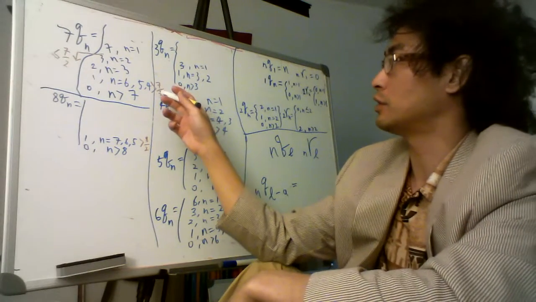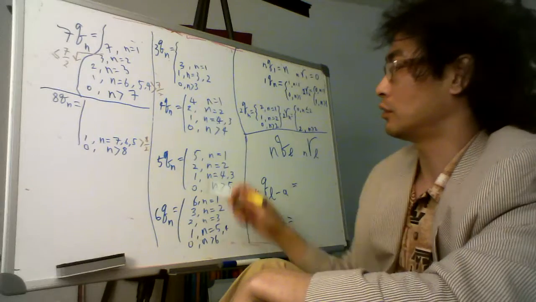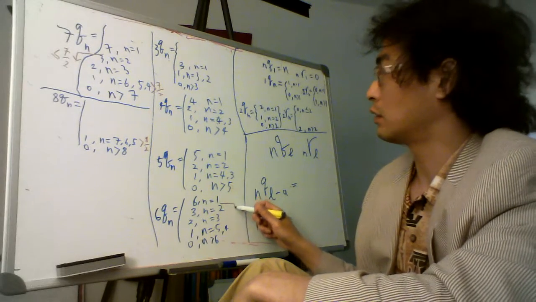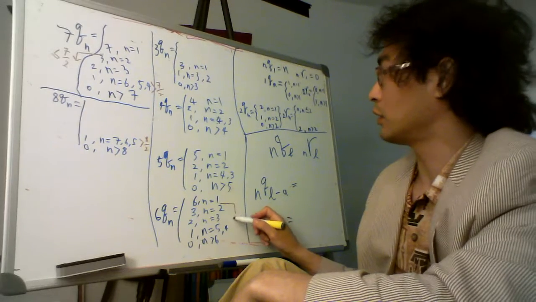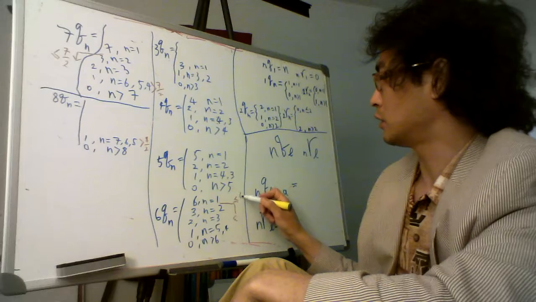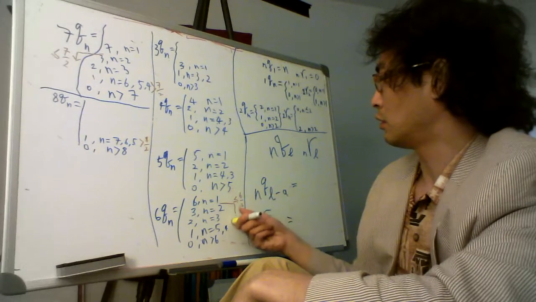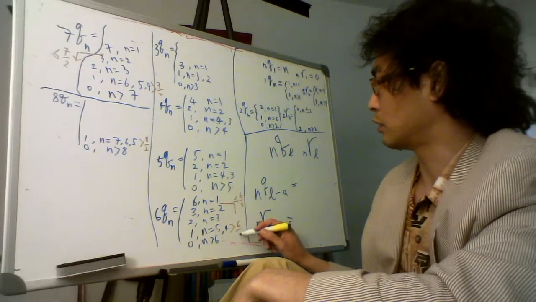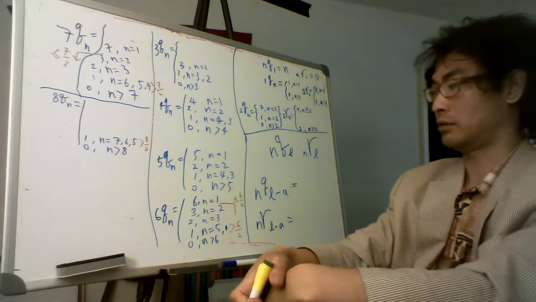And here, strictly larger than 7 over 2. Here, less or equal to 6 divided by 2. And here, you have strictly larger than 6 divided by 2. Okay, so that's the pattern.